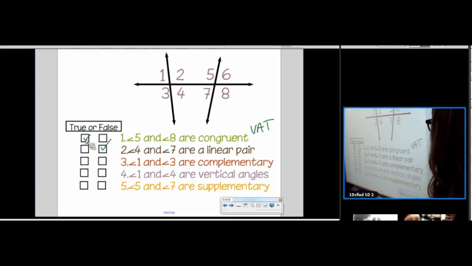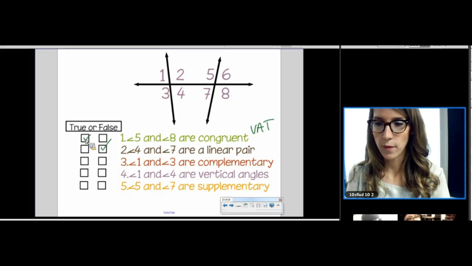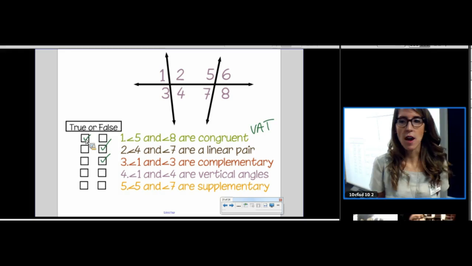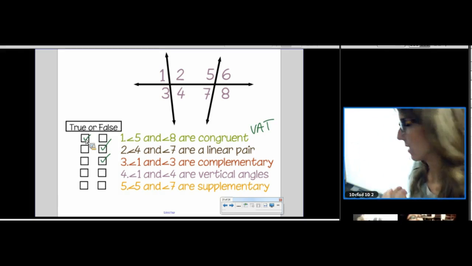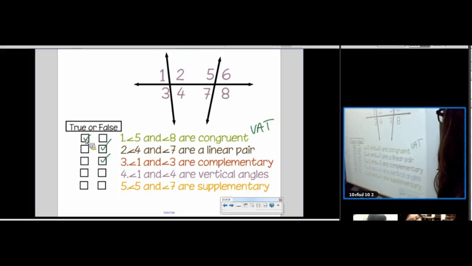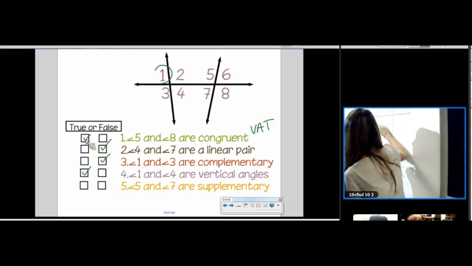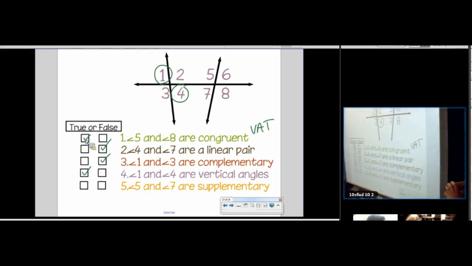Okay, angle 1 and angle 3 are complementary. True or false? Number 3, true or false? Also false. Those angles do not add up to 90. And we're not even assuming. We know they don't add up to 90. Excuse me. Angle 1 and angle 4 are vertical angles. True. Angle 1 and angle 4 are opposite angles when two lines intersect. They make an X. Good.